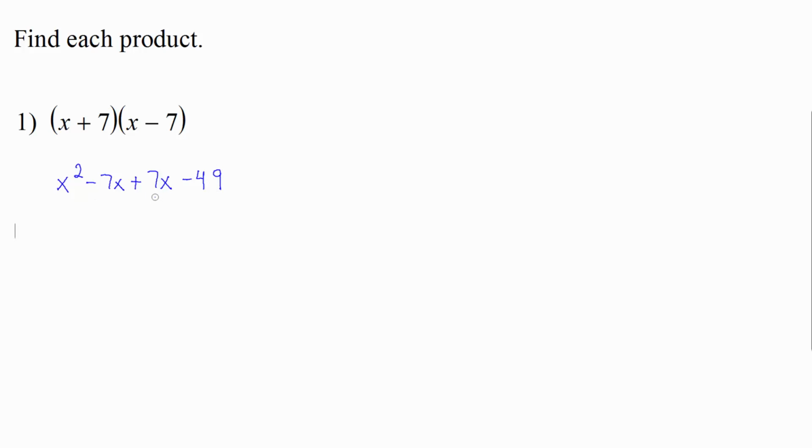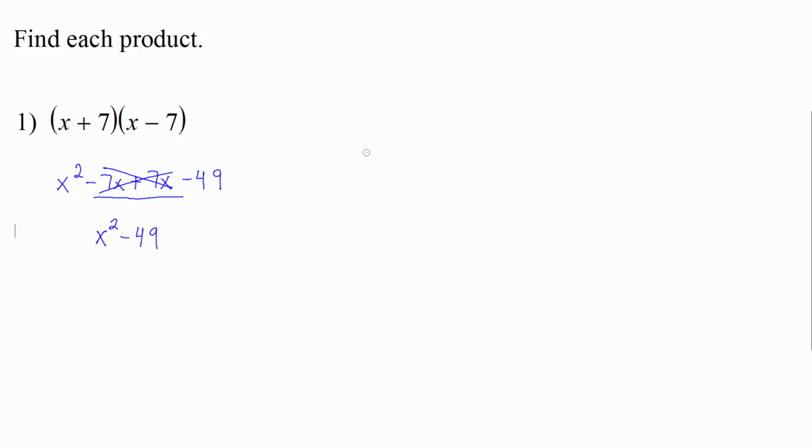When we multiply polynomials together like this, we check for like terms. Because the middle terms both have an x, these are like terms. Negative 7x plus 7x is 0x, or in other words, these cancel each other out, because if I have negative of something and positive of that same something, it basically just goes away, in math at least. And so this leaves us with an answer of x squared minus 49.